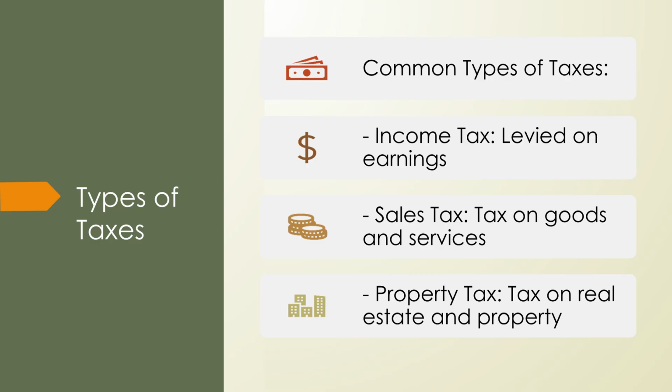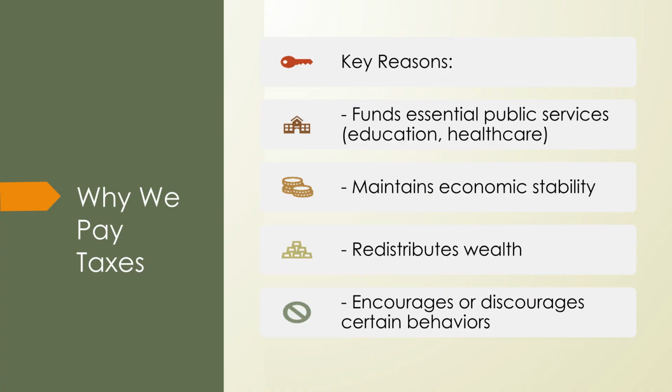Common types of taxes include income tax, levied on earnings, and sales tax, which is a tax on goods and services. Property tax is levied on real estate and other forms of property. We pay taxes to fund essential public services like education and healthcare, to maintain economic stability, and to redistribute wealth. Taxes can also be used to encourage or discourage specific behaviors.